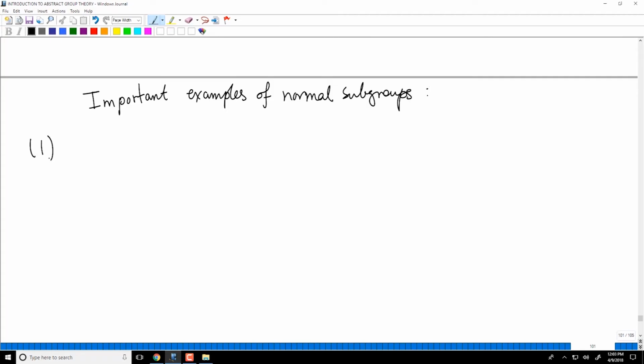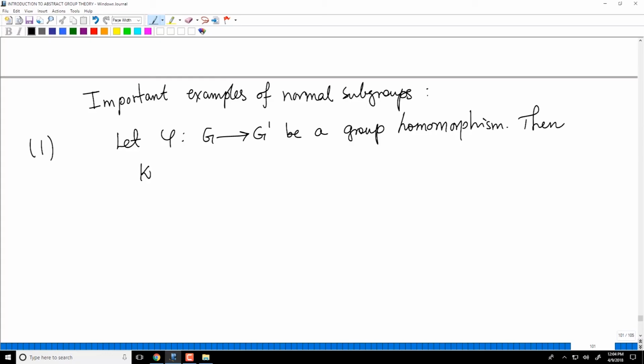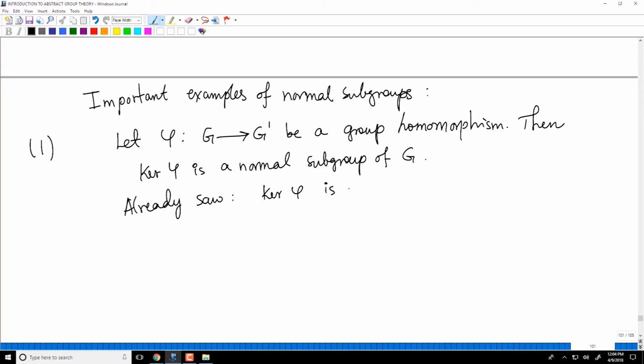Okay, so let's take any group homomorphism. Let's say this is a group homomorphism, phi. Then the kernel of phi, which we have already seen is a subgroup of G, is actually a normal subgroup of G. So we already saw kernel phi is a subgroup.